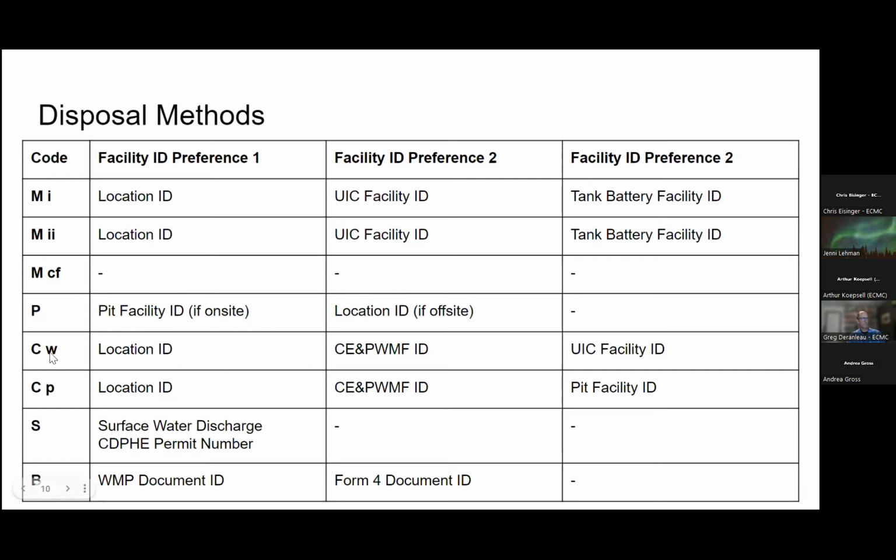Centralized facility that's a disposal well, our primary key is going to be the location ID again. And if it's going to a pit for disposal at that facility, it's the location ID. Surface water discharge number: these are a 9-digit code issued by CDPHE beginning with the letters CO. And so that's what we'll expect to see. If it's a surface discharge, we'll want to see that discharge number. And then beneficial reuse would be covered by a waste management document ID or a Form 4 document ID.